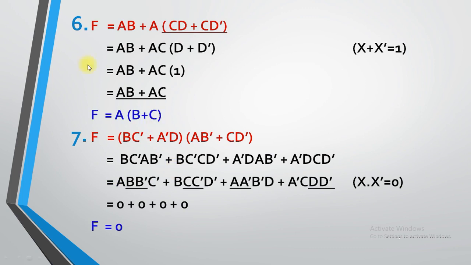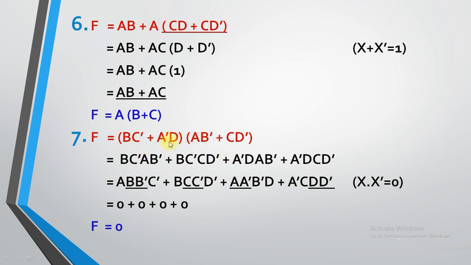Next is AB plus ACD plus CD dash. This term is a little bit confusing, right? What you need to do is keep C as a common factor, so in the bracket you have D plus D dash, which can be referred to as 1. So it can be replaced by 1. So AB plus AC, where A is a common factor, gives B plus C. So this is the simplified function. I hope you properly understand the concept.